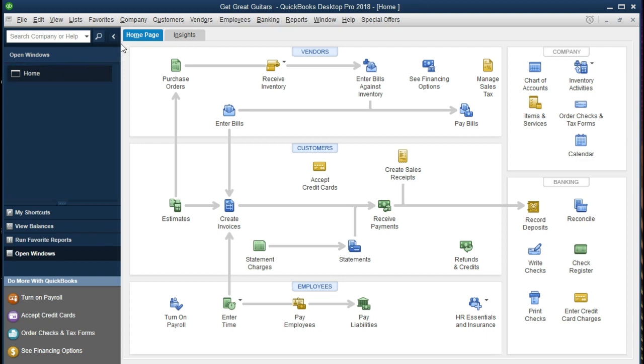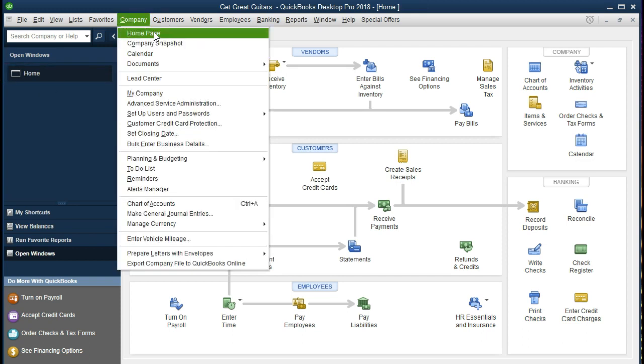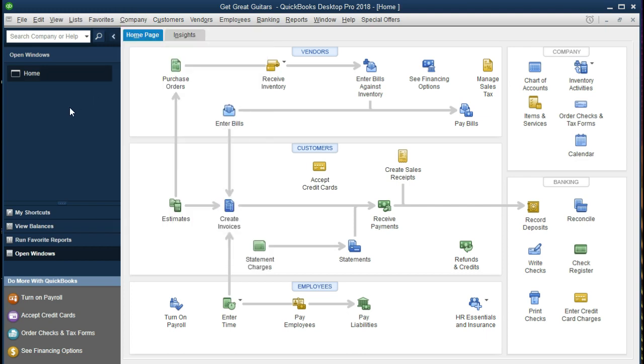If you don't have the home page open, that's going to be under Company and Home Page. Now we're working down here in the customer section because typically we're going to receive payment right here from the customer. So that's what we're going to do now. We're going to get the payment from the customer. Now that implies, of course, that in the past we must have created an invoice. So we invoice the customer, now we're going to receive payment.